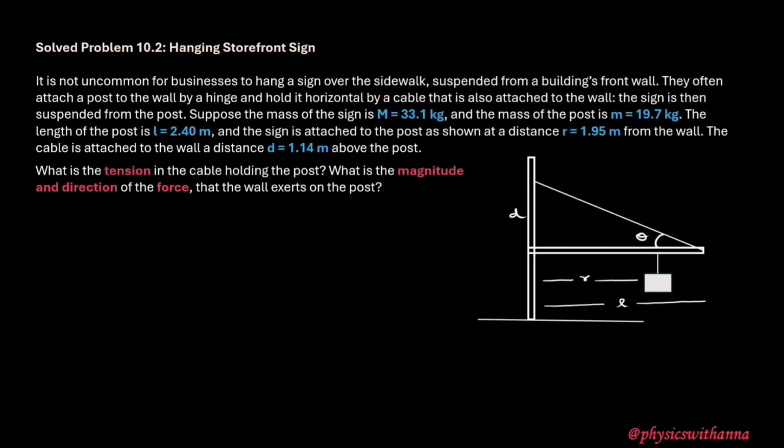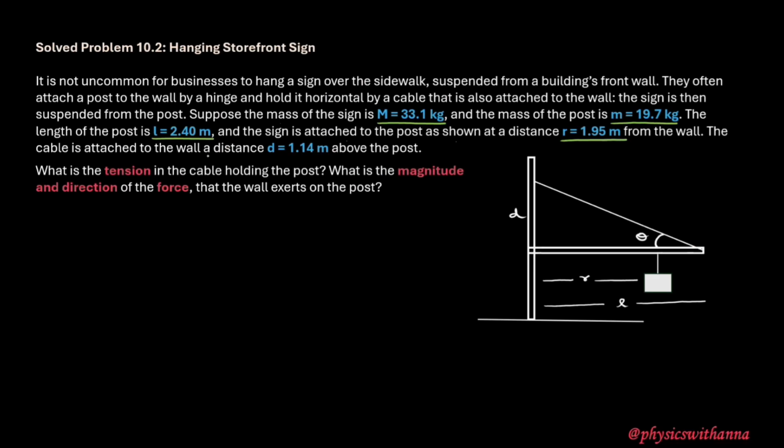Solve problem 10.2, Hanging storefront sign. Suppose the mass of the sign is capital M equals 33.1 kilogram and the mass of the post is small m equals 19.7 kilogram. The length of the post is L equals 2.40 meter and the sign is attached to the post at a distance R equals 1.95 meter from the wall.